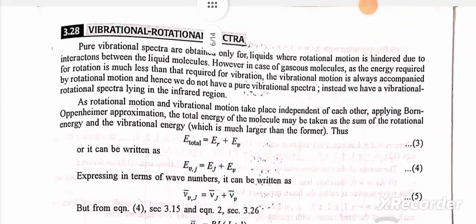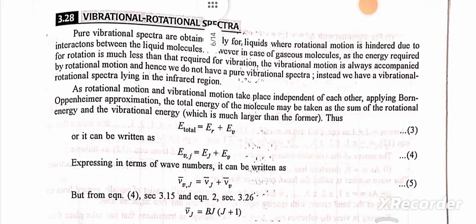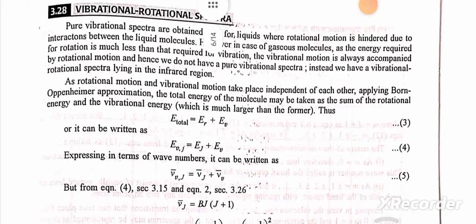Now the vibrational rotational spectra. Pure vibrational spectra are obtained only for liquids, where rotational motion is hindered due to the interaction between the liquid molecules. However, in the case of gaseous molecules, as the energy required for rotation is much less than that required for vibration, the vibrational motion is always accompanied by the rotational motion, and hence we do not have a pure vibrational spectra. Instead, we have a vibrational rotational spectra lying in the infrared region.